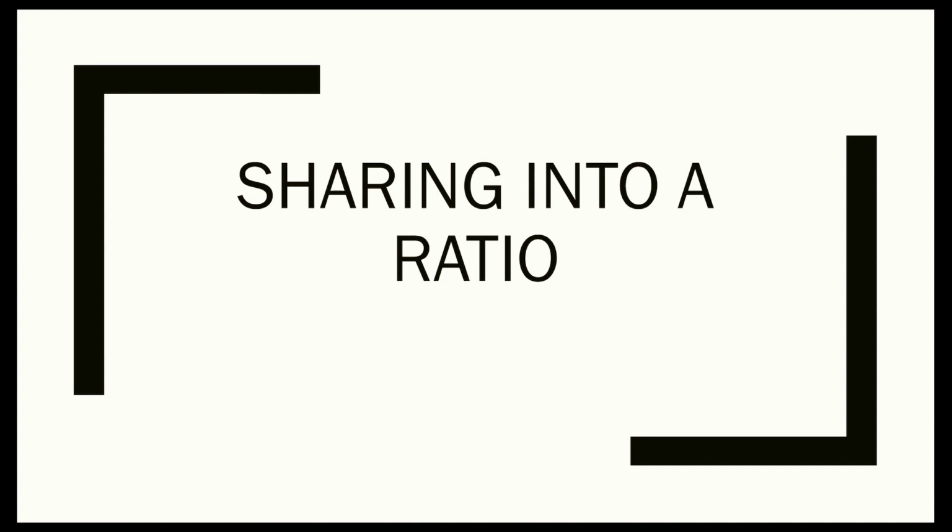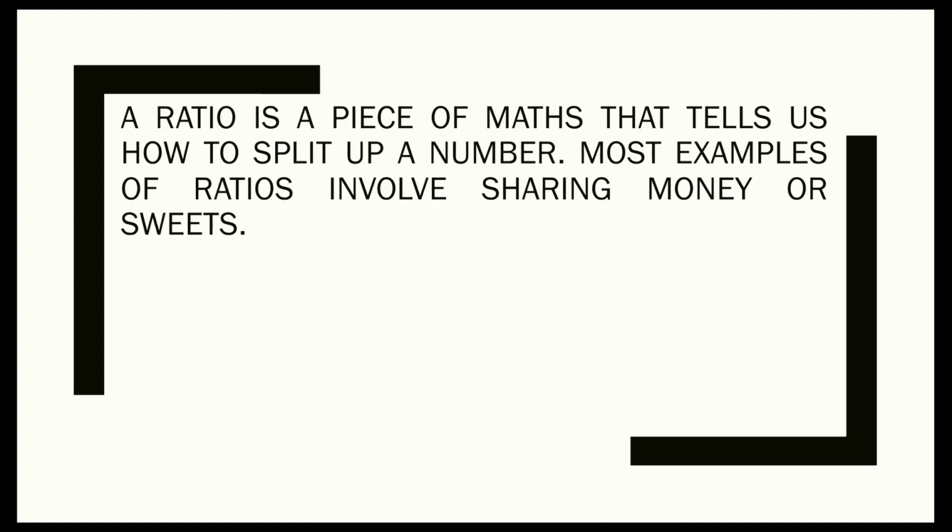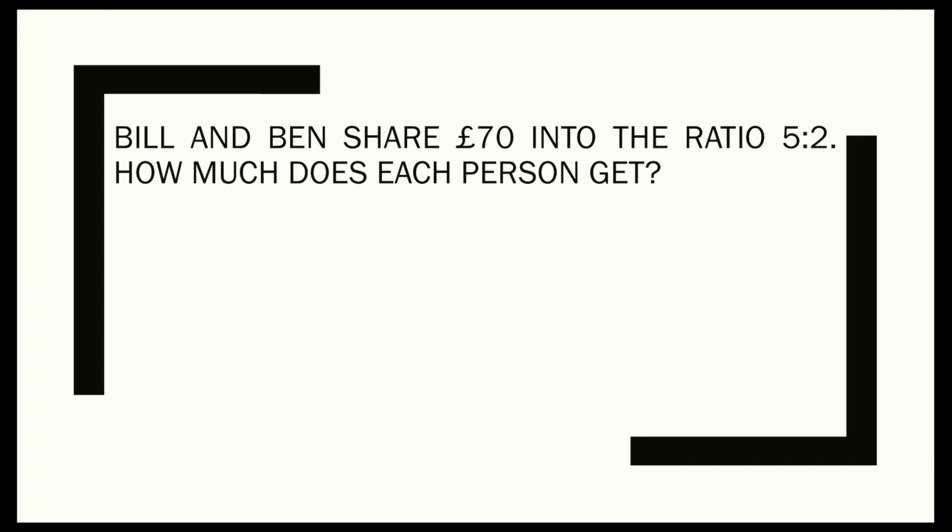We are going to be looking at sharing into a ratio today. Sharing into a ratio means that we are taking something, mostly money and sweets, and are going to share them between people, normally 2 or 3. Each person will receive their amount based on the number in the ratio. Let's have a look at your first question.